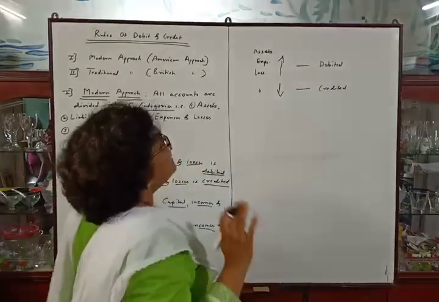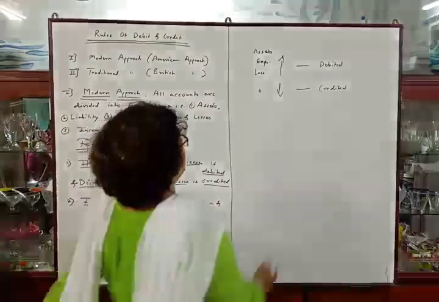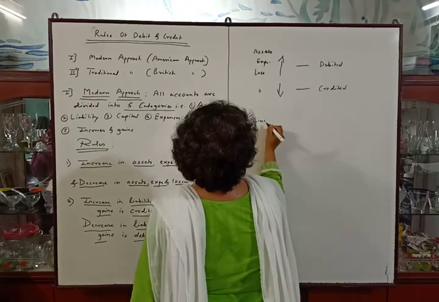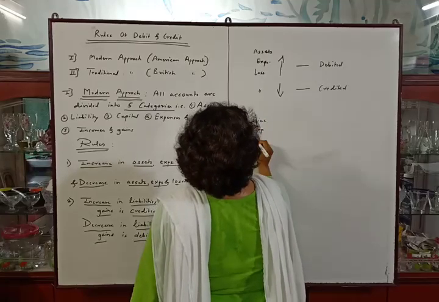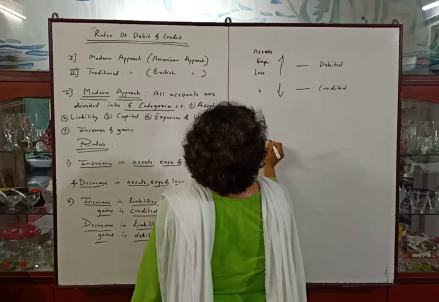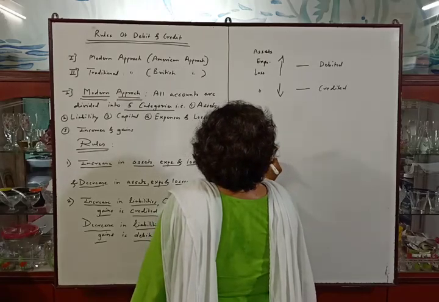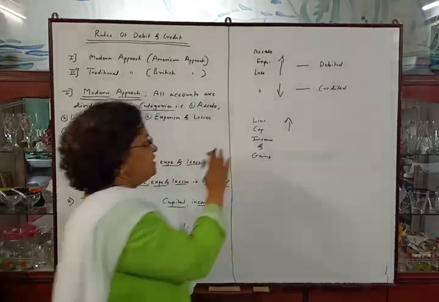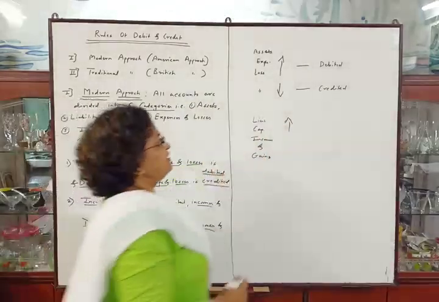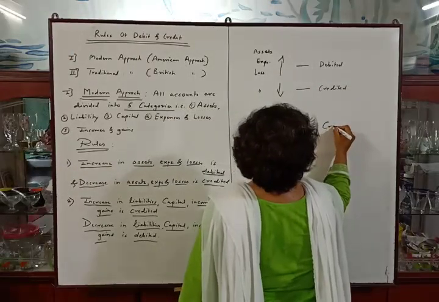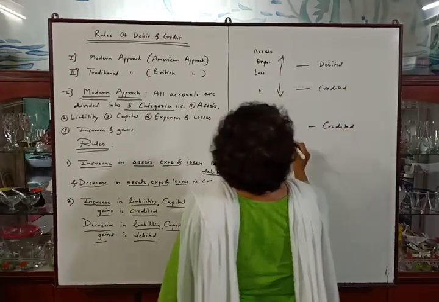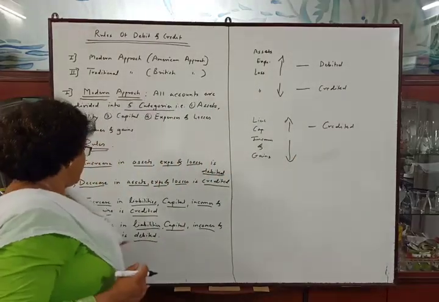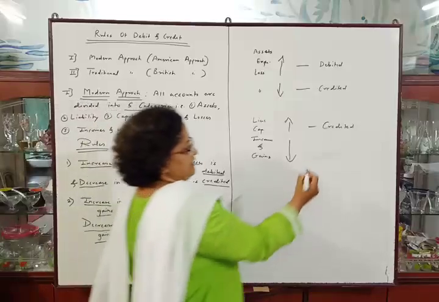Okay. And second rule tells us that if there is increase in liabilities, capital, incomes and gains, then it should be credited. And if there is decrease in liabilities, capital, incomes and gains, it should be debited.